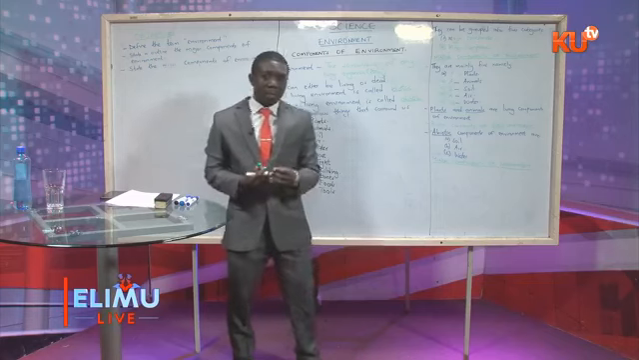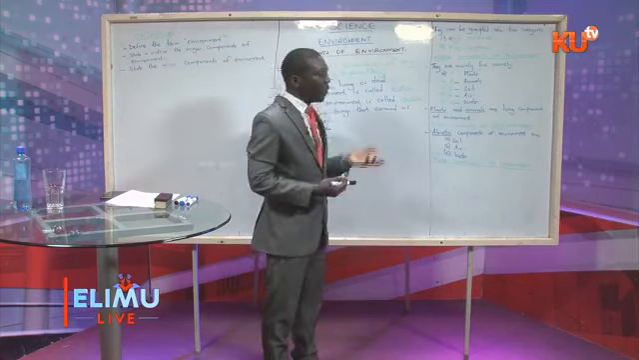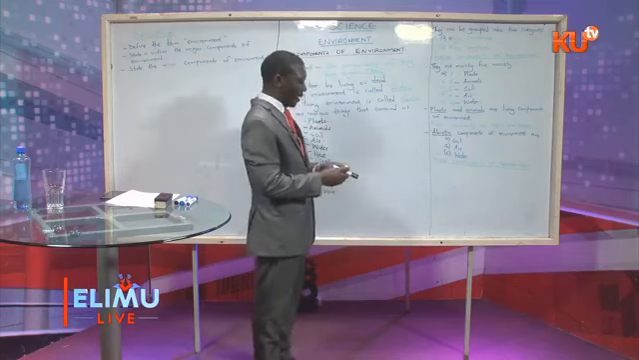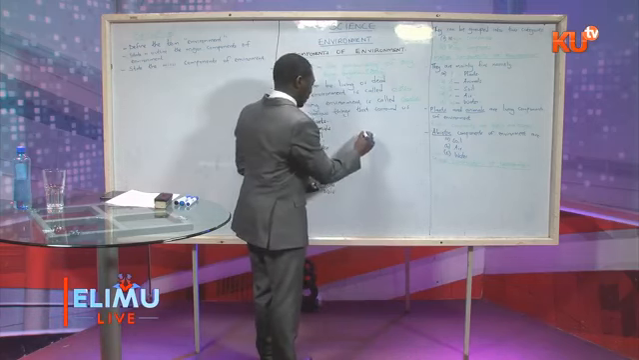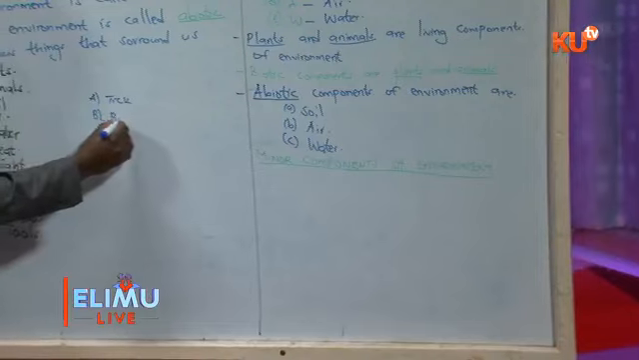But examiners, sometimes they want to trick learners. They can ask you, which one of the following is a major component of environment? They can place choice A, something like a tick. Choice B, they place there building.